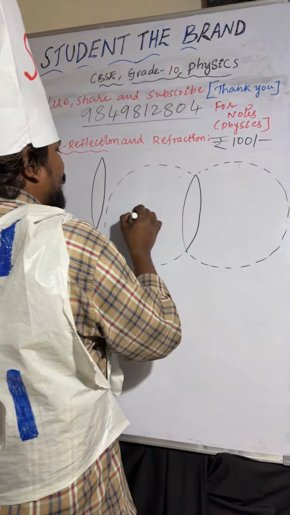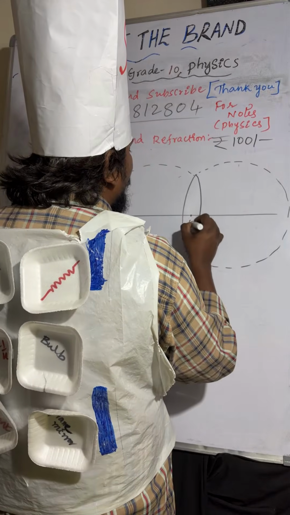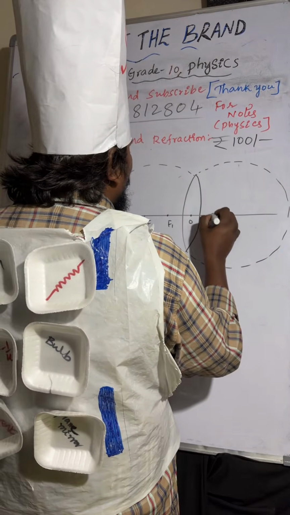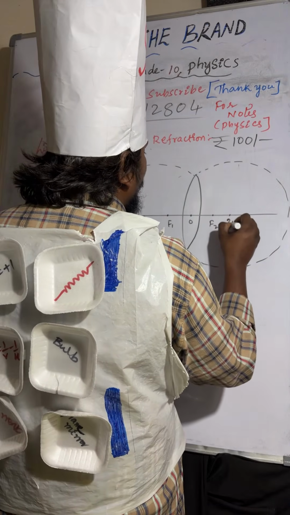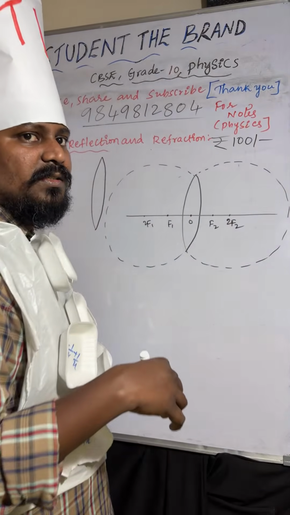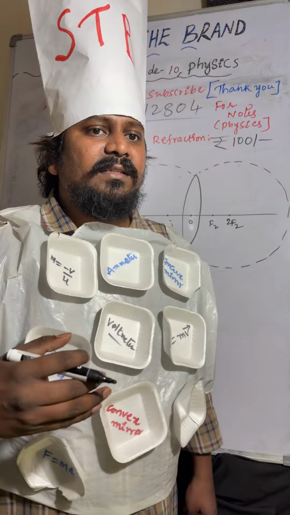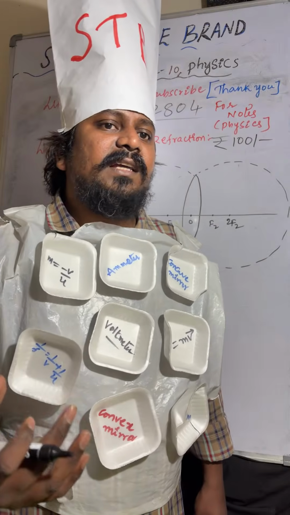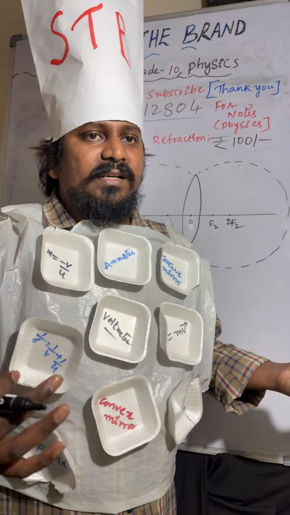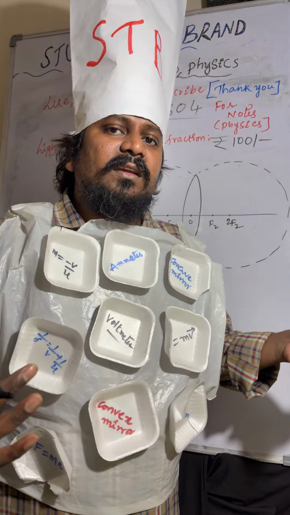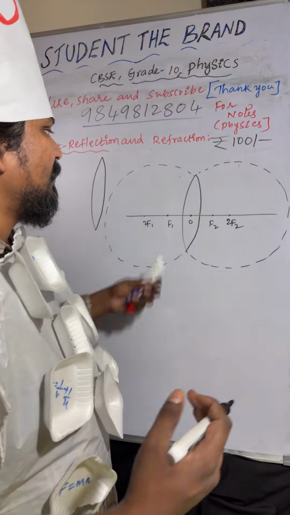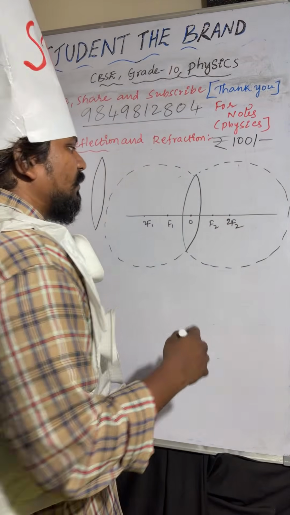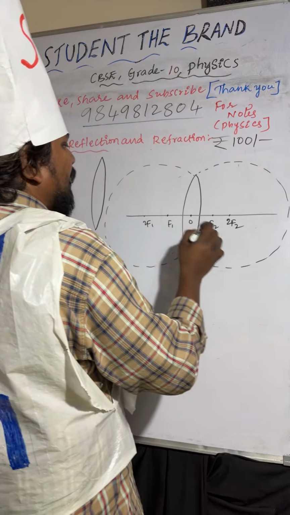Here we have the optic center, F1 and F2. Convex lens is also known as converging lens. Concave lens is also known as diverging lens. Here you can observe, this side I am taking as 1 and this side as 2. So now optic center, F1 to F1, F2 to F2.